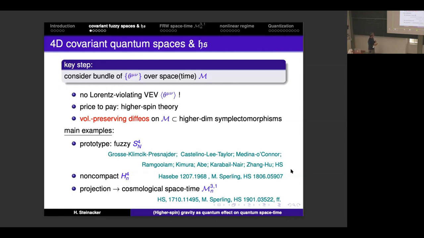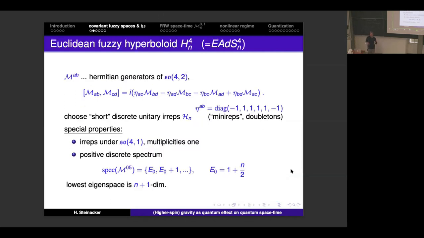I'll just jump to the non-compact version of it, which is the fuzzy hyperboloid. I will explain this in a little bit of detail. It's very similar, but non-compact. And from that, through some simple projection procedure, you get the space-time, and that is the interesting playground I would like to discuss. Okay, so let's discuss this fuzzy hyperboloid, and that's the origin of the higher spin stuff. After all, this is a higher spin meeting, so I should explain that. It's a very simple group theoretical construction. By the way, H4 is really Euclidean AdS, so it's a very familiar object.